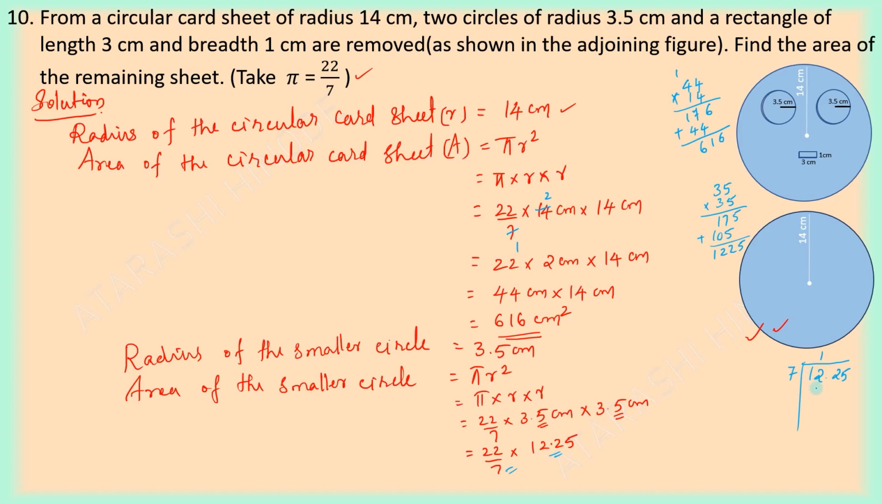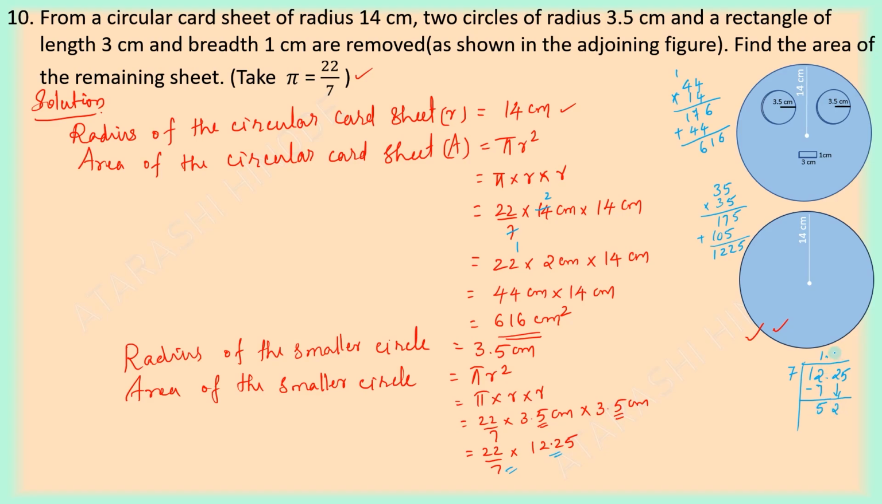1 sevens are 7. When we subtract, we get 5 here. Next, we have to bring down 2. Before that, here there is a decimal, so put a decimal here also. Then bring down 2. Now it is 52.